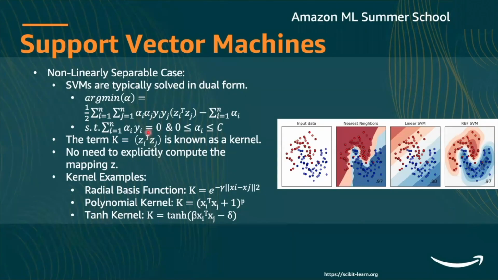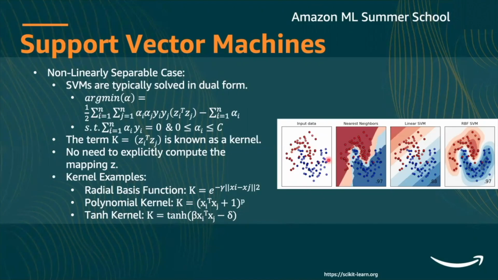right? Because in this dual form, you have the dot product of this mapping, and this dot product can be some function which you choose, based on some properties of the function. This can be a radial basis function, shown here. It can be a polynomial function. It can be a tangent kernel. So this is an example.